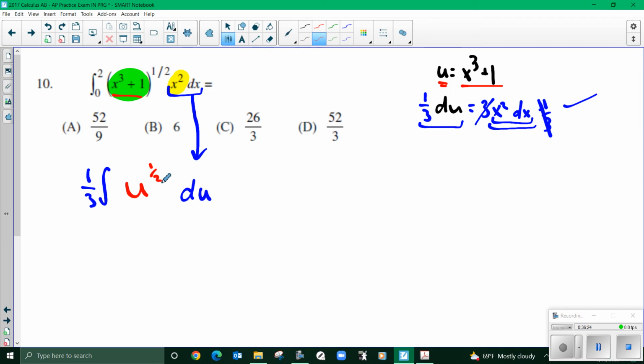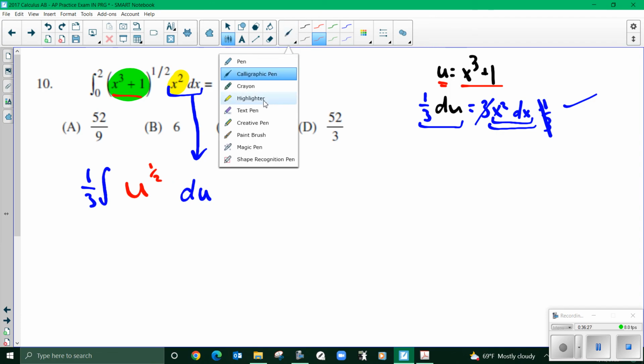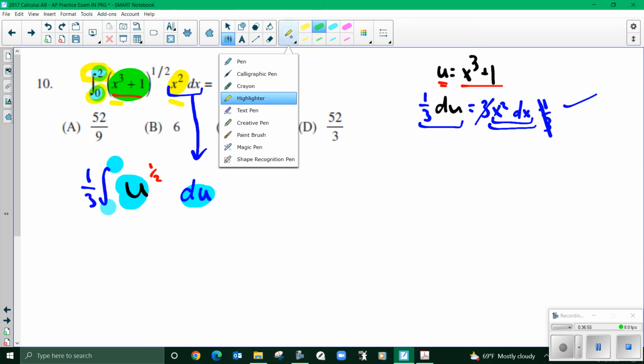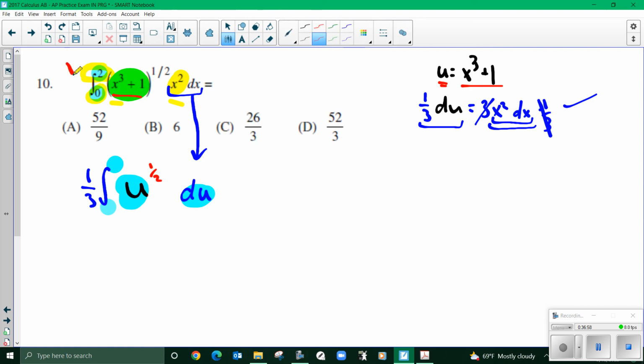However, if you have bounds, 0 and 2, you need to make your bounds in u form. You see how you now have u, you have du. Your bounds also need to be in u form. Right now, you have x cubed, you have x squared dx. These are currently x form, okay? So how do I make those x forms into u? Oh, well, it's simple. Right now, x equals 2 and x equals 0 are my bounds.